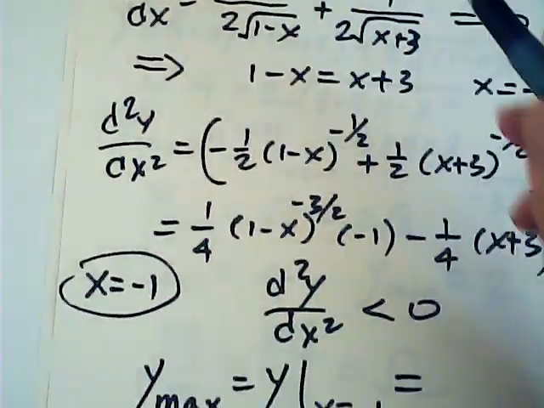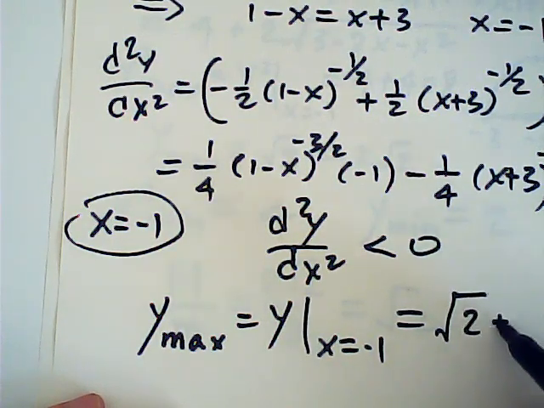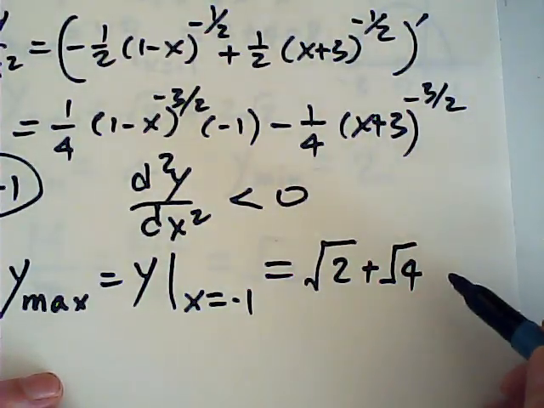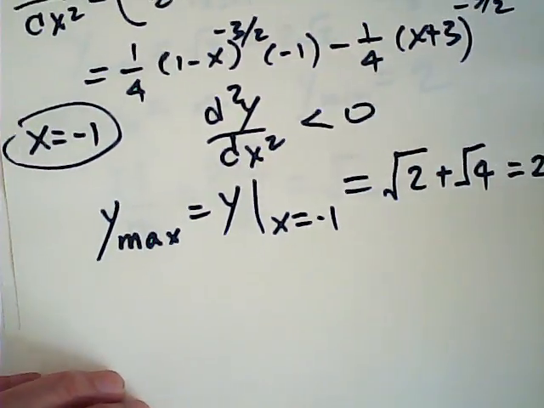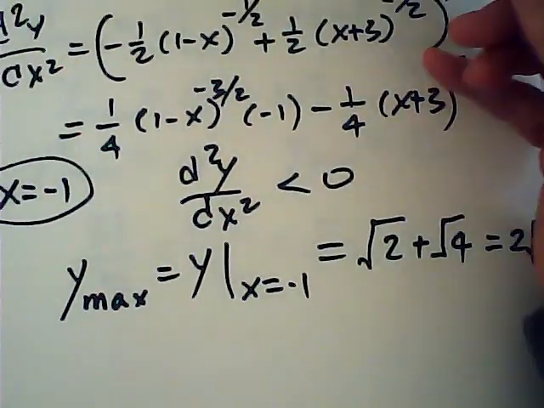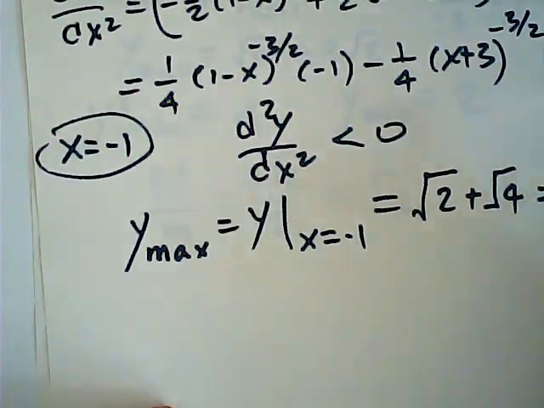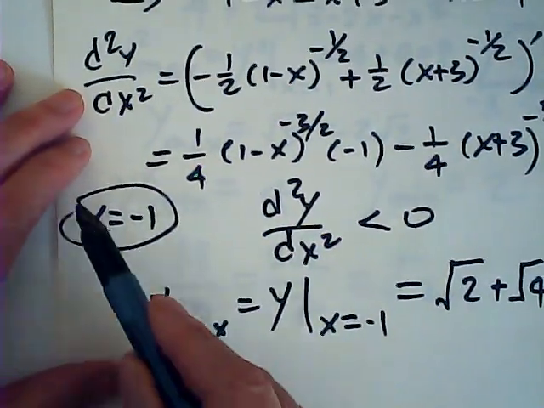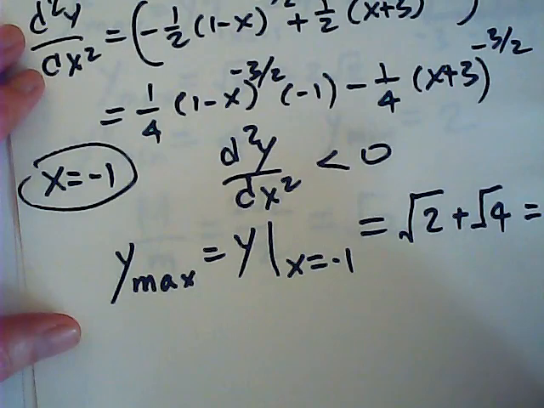So y equals square root 2 plus square root of 4, which is equal to 2 root 2. So we find the maximum. Now, because we have only one critical point, which creates the maximum value, the minimum value must happen at the endpoint.